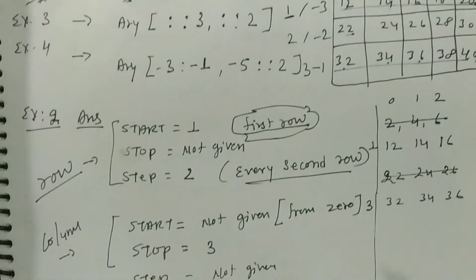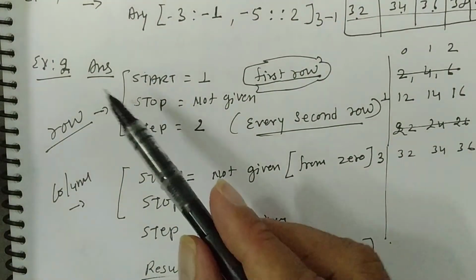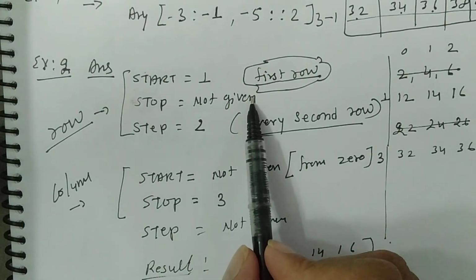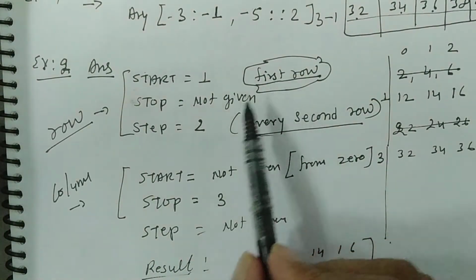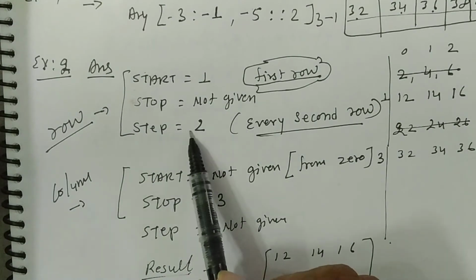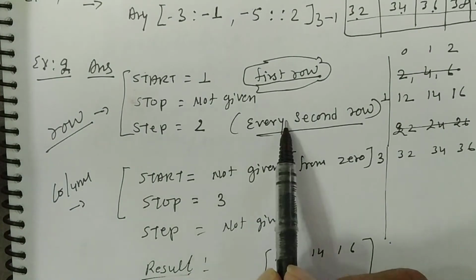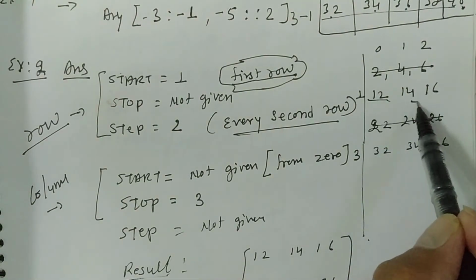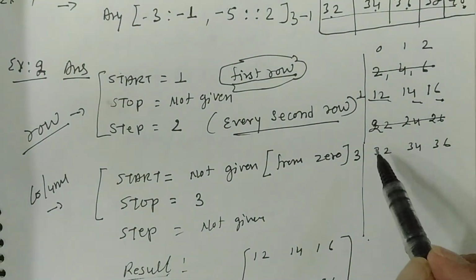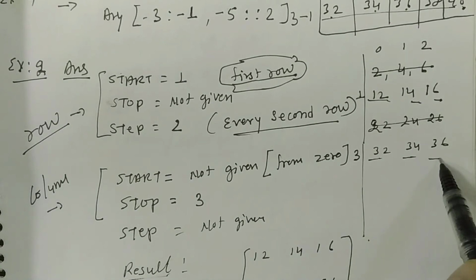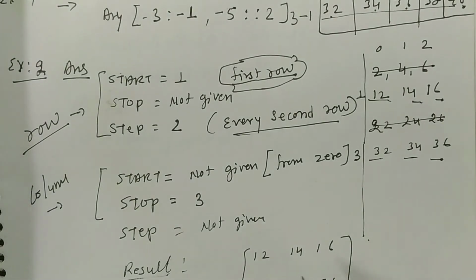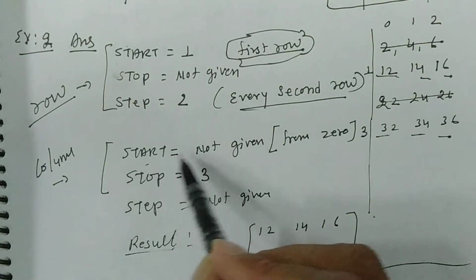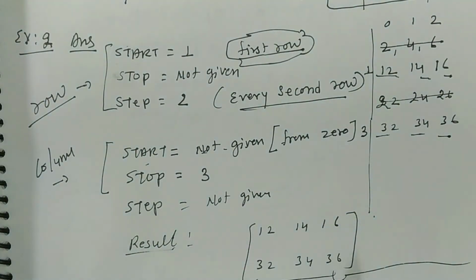You can calculate this answer according to these steps. Starting is 1, stop is not given, so the last element will be there. 1 is the first row, and the step is 2, meaning every second row we have to represent. Now you can see the output here: 12, 14, 16, and 32, 34, and 36. Okay, so this is the answer. It's given row wise and column wise both. You can see that where it is not given, the answer is there.